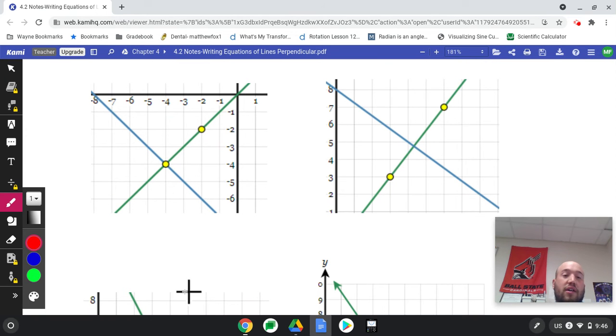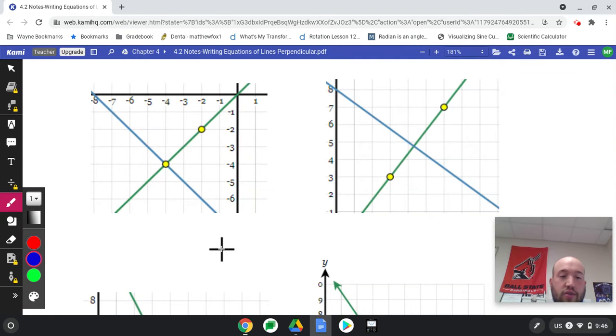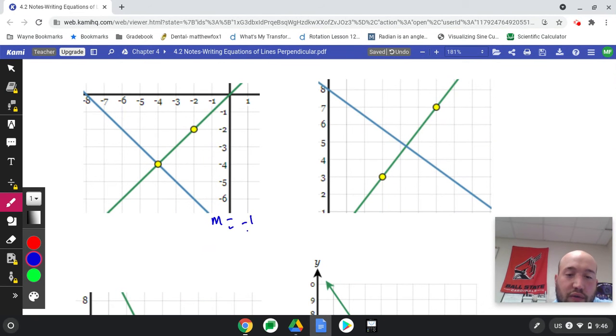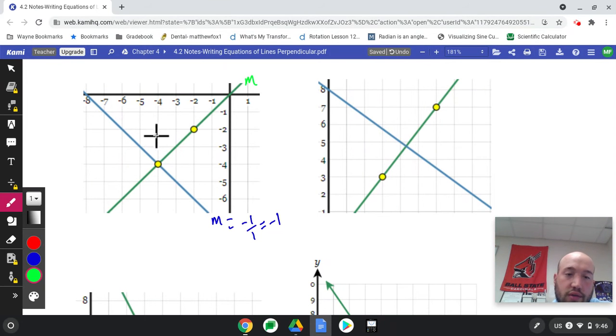of perpendicular lines. So to start off, we're going to try to come up with what our slopes are. If we look here, this blue line has a slope: it would be down 1 over 1. So rise over run, that's negative 1 over 1, or just a slope of negative 1. Meanwhile, the green one here, up 1, 2 over 2, 2 over 2 reduces to a slope of 1.